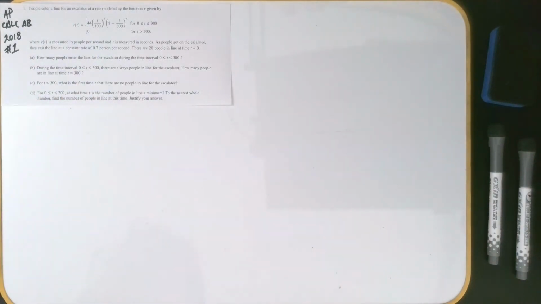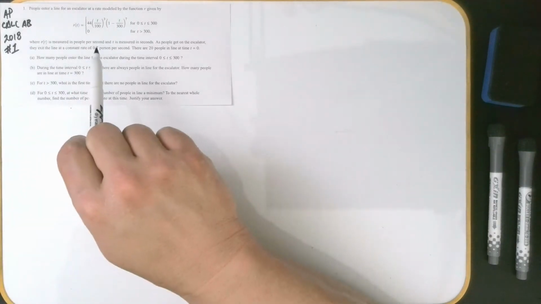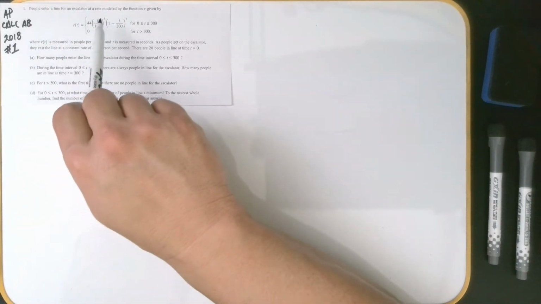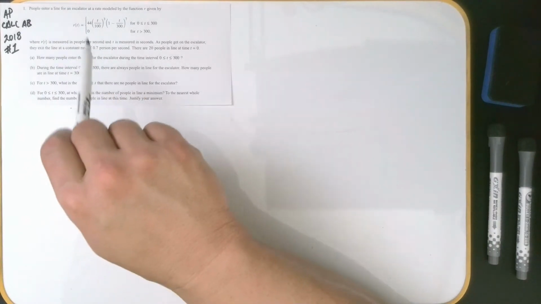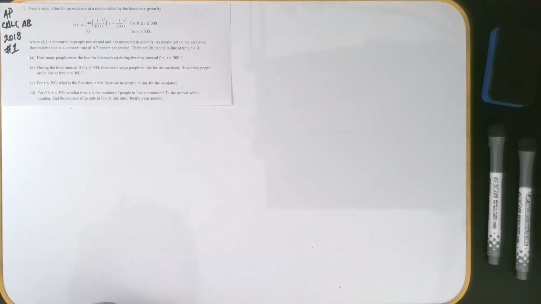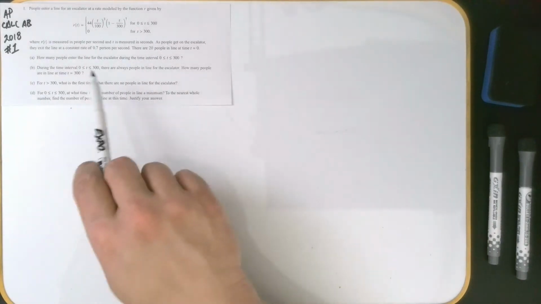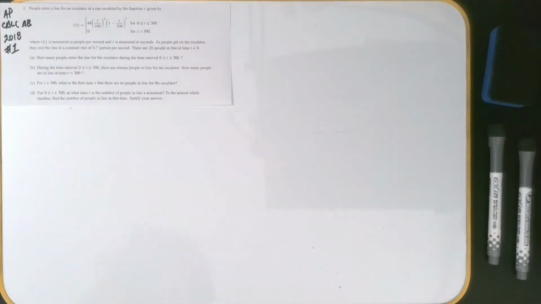It says people enter a line for an escalator at a rate modeled by the function r. R is given by r of t is equal to 44 times the quantity t over 100 cubed times the quantity 1 minus t over 300 to the 7th. Pretty ugly function here. And that is when the time is between 0 and 300 seconds. And after 300 seconds, anytime it's more than 300 seconds, there's no one getting in line.